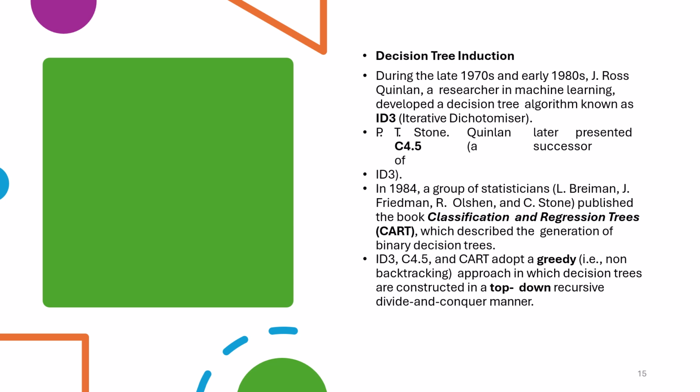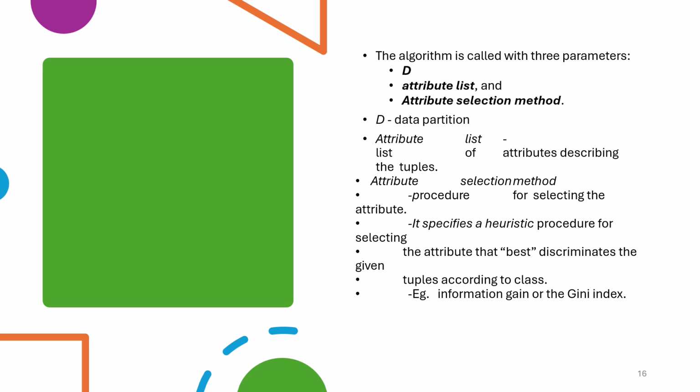In 1984, a group of statisticians, Friedman, Olshen, and Stone, published the book Classification and Regression Trees, known as CART, which described the generation of binary decision trees. ID3, C4.5, and CART adopt the greedy approach in which decision trees are constructed in a top-down, recursive, divide-and-conquer manner. The algorithm is called with three parameters: D, attribute list, and attribute selection method.